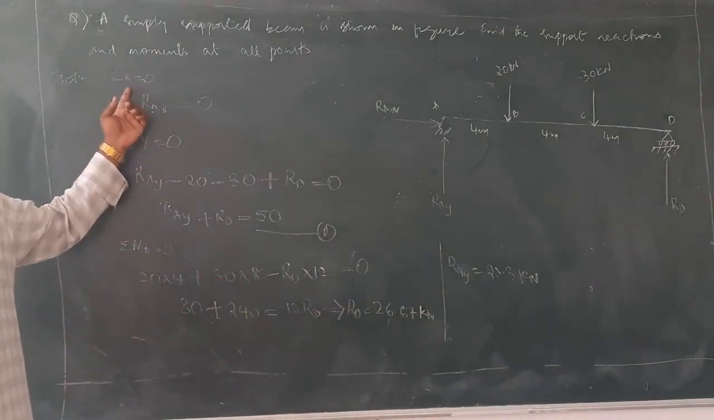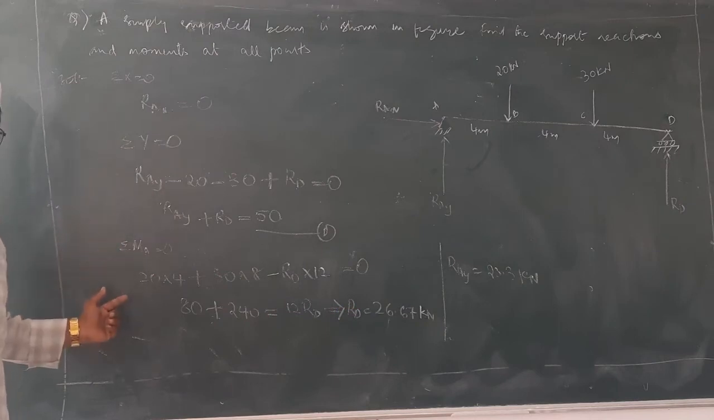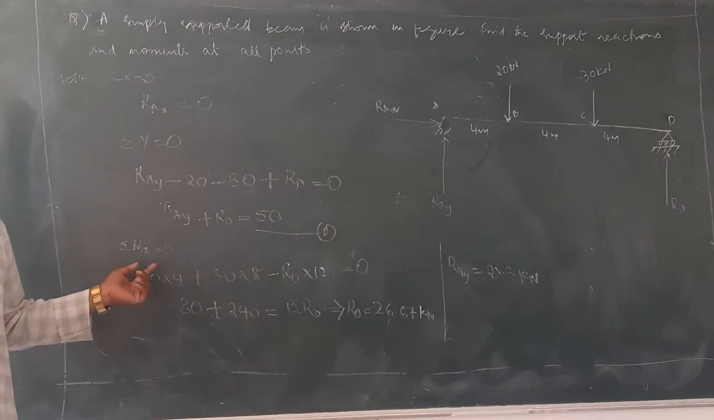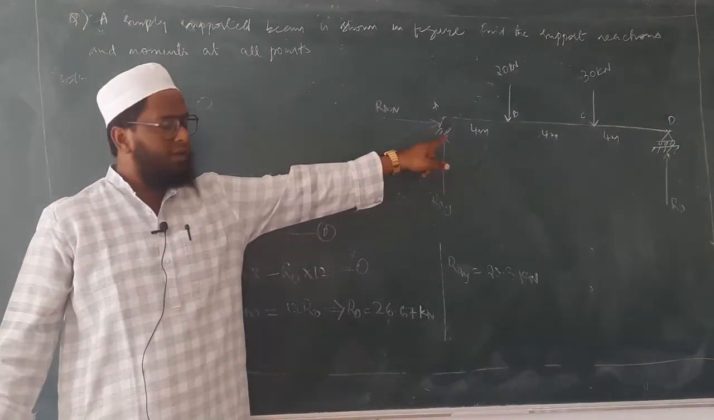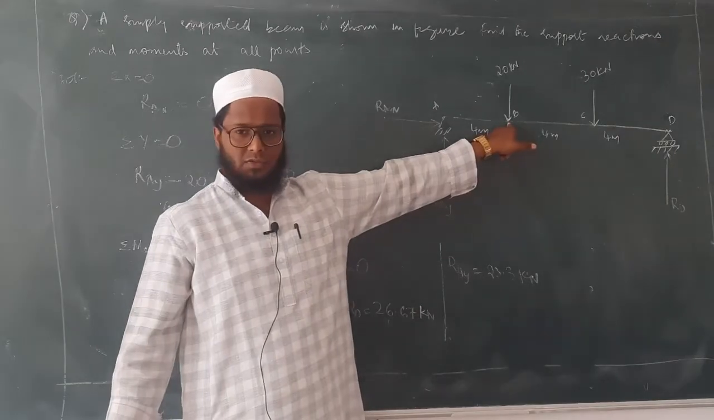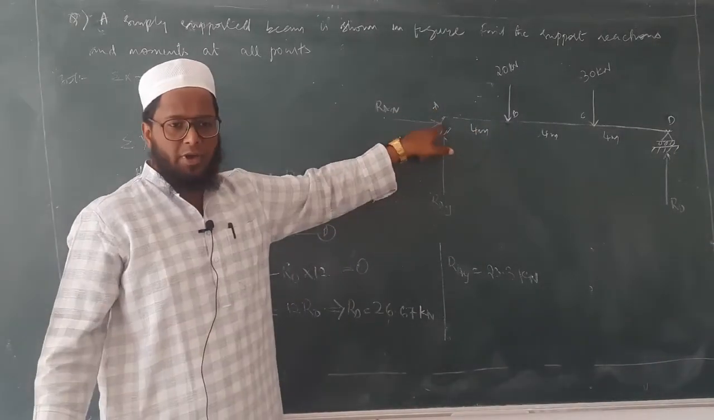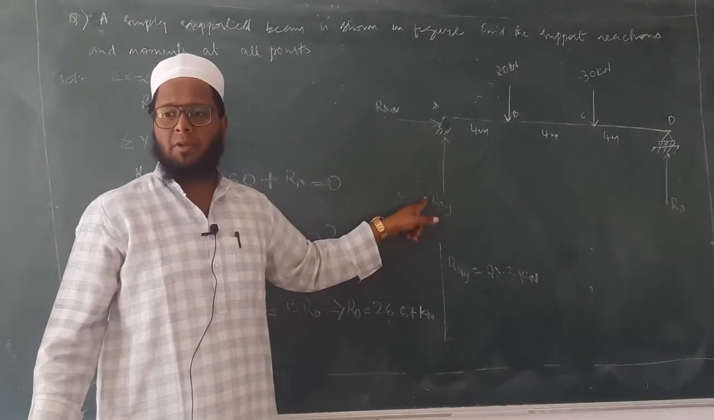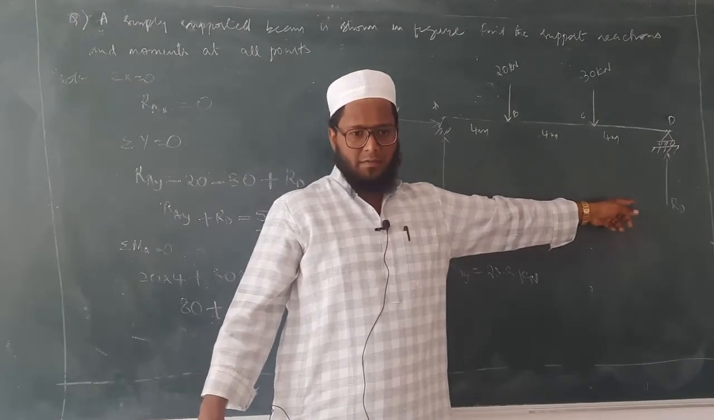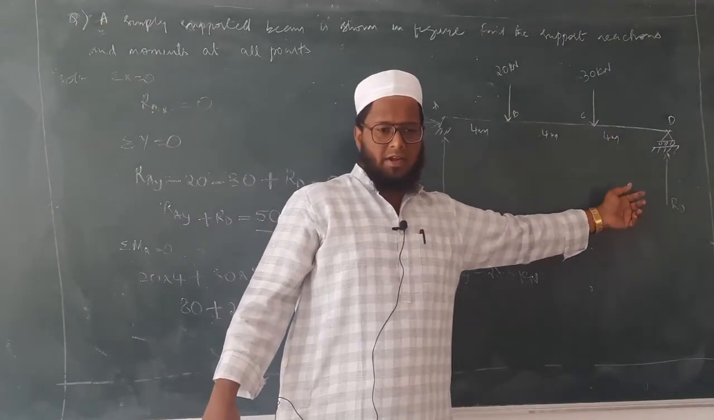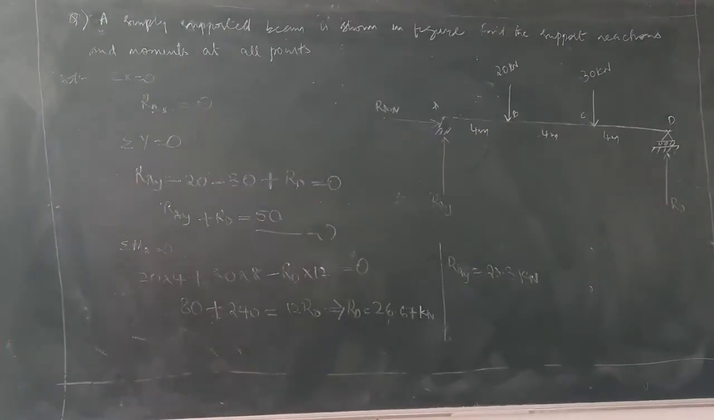First, sigma x is equal to 0, then sigma y is equal to 0, then sigma m. Now sigma m, selection of point is very, very important. I could have calculated moment at B also, but I have taken moment at A. Why? Because if I calculate at this point, RAX and RAY will become 0. So ultimately we can get the value of RD, then after calculating RD, you can calculate RAX or RAY. Okay, copy down.